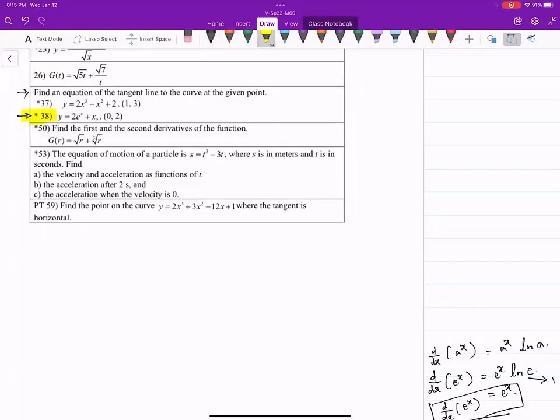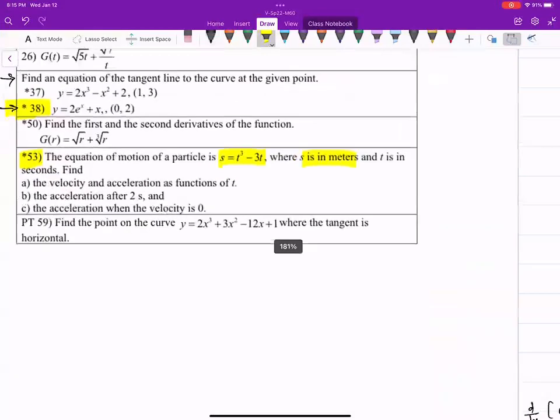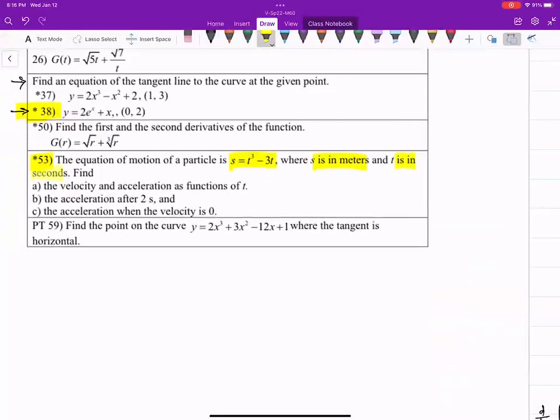Let's try another problem, which is a word problem, number 53. The equation of motion of a particle is s equal to t cube minus 3t, where s is in meters and t is in seconds. Find A, the velocity and acceleration as functions of t; then the acceleration after 2 seconds; and the acceleration when the velocity is 0. So there are 3 parts to this problem.